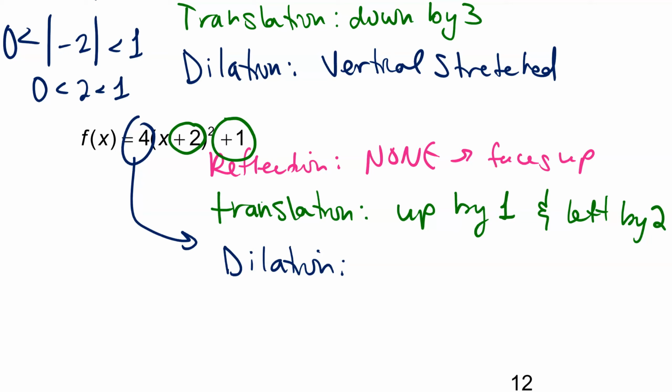Okay, so let's talk about the dilation here. The 4 in front, what does the 4 do? It dilates it, it's vertically stretched. So the 4 in front causes it to be thinner. Yes, it's going to be vertically stretched.